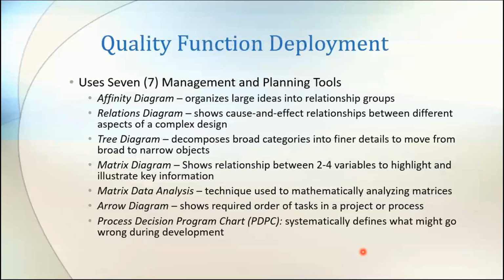It's a basic order of tasks in a project or a process, like a flow chart. Okay, and the process decision program chart, it's similar to a FMEA, failure mode effect analysis. It systematically defines what might go wrong during development. So you would have the processes go left to right, and interjected inside it you will have a decision matrix where you would say, okay, does this switch turn on? Well, what if it doesn't? Okay, you would have a little thing that comes down and says, go back to square one.